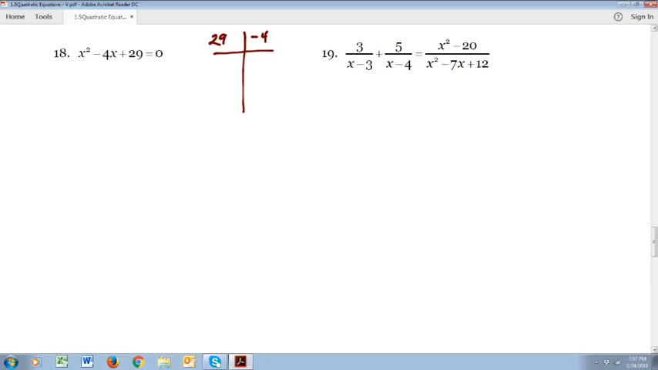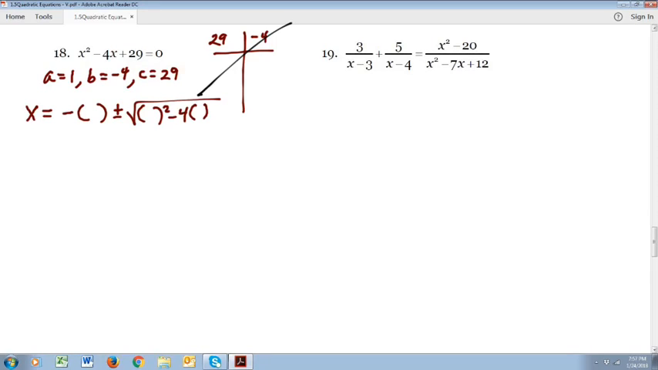This is another one where we're going to try to factor it, but nothing's going to work here. 29 times 1 is the only way to get 29. So we're back to the quadratic formula again. Let's make a shell, and let's plug in negative 4 for b, and 1 for a, and 29 for c.